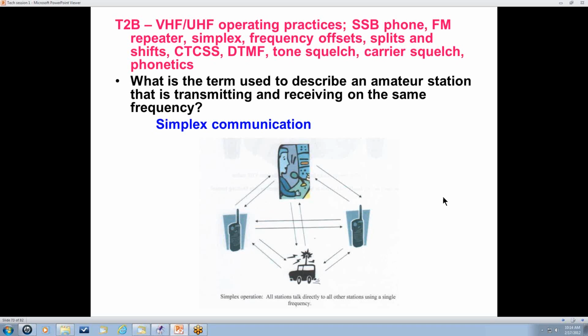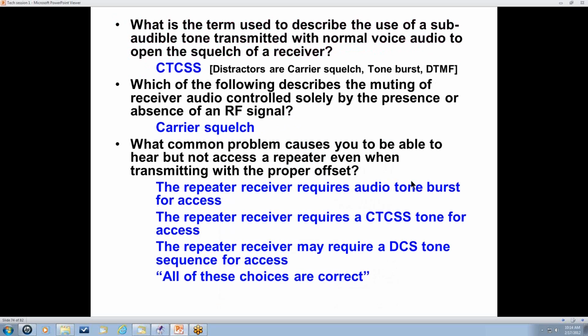What term is used to describe the use of a subaudible tone transmitted with a normal voice audio to open the squelch of a receiver? That is called CTCSS. It stands for Continuous Tone-Coded Subaudible Squelch. And the distractors on that question are carrier squelch, which is not using a tone at all, tone burst, which is a short tone at the beginning of the transmission, and DTMF, which is touch tone, like the buttons on your telephone. Okay?